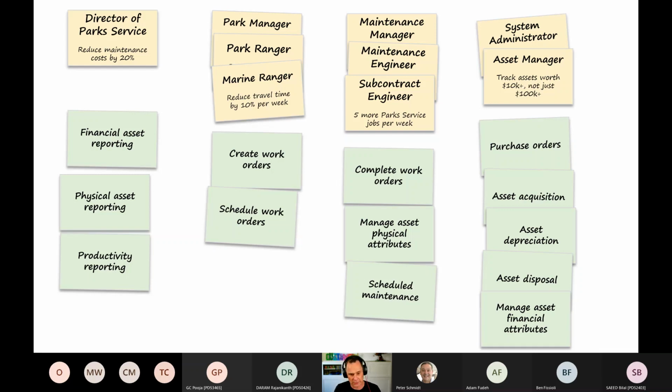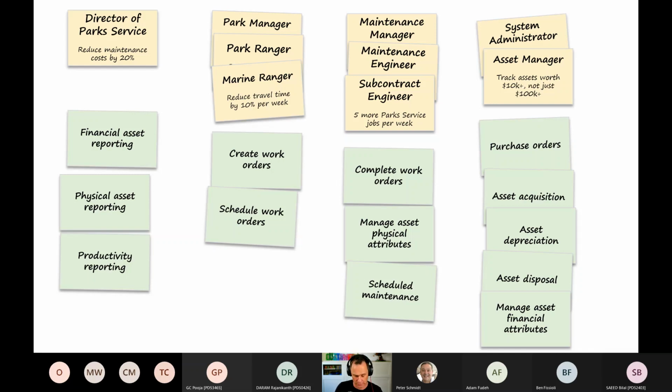There is another way to ensure that you've got everybody's requirements covered off. Having all the personas there is a really good way of saying, have I considered everybody? If you have, then there's a good chance that you've captured almost all of your requirements.